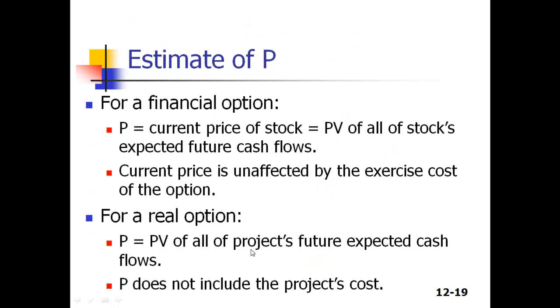Okay. Now how do we estimate P? For a financial option, P is the current price of the stock, which is equal to the present value of a stock's expected future cash flows. The current price is unaffected by exercise. So the price of a stock, is that impacted by the exercise price written on the option? Okay. So Mahin, what will you do for a real option? What's P? Exactly. It's the PV of the future expected cash flows. Do you subtract the cost of the project? You do not. So we've just established that.